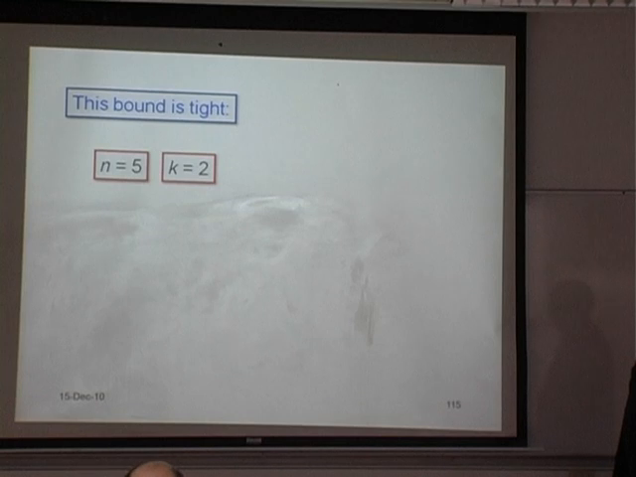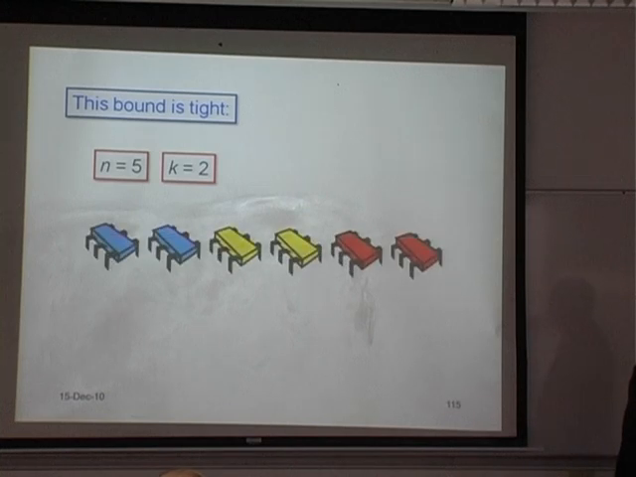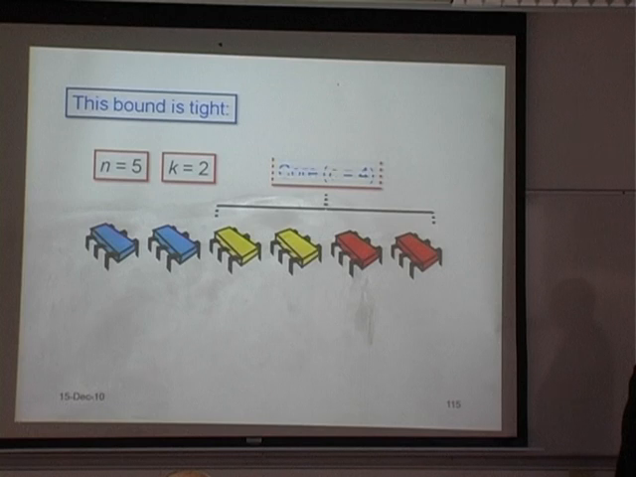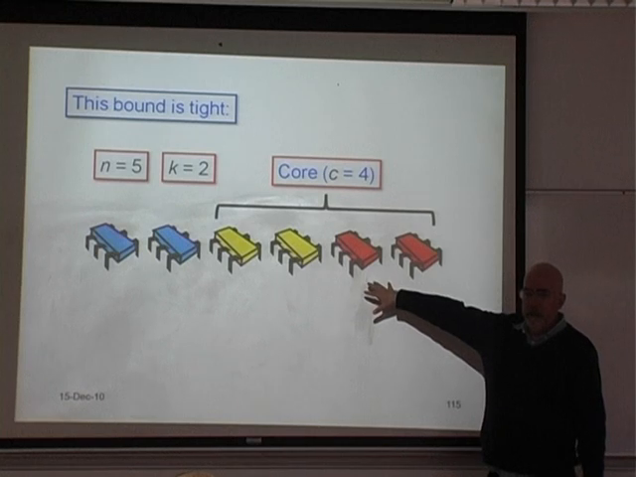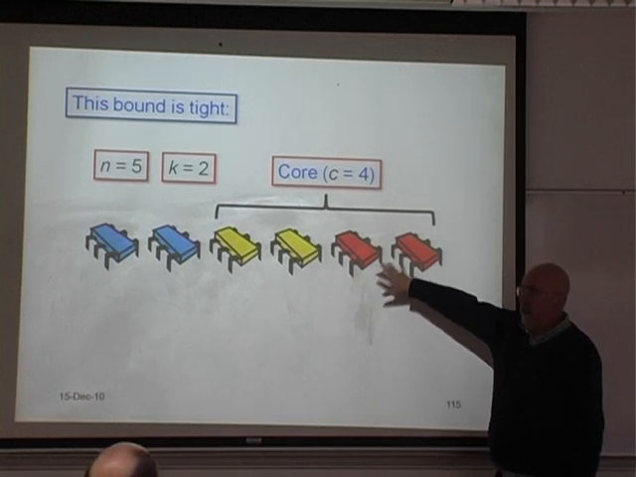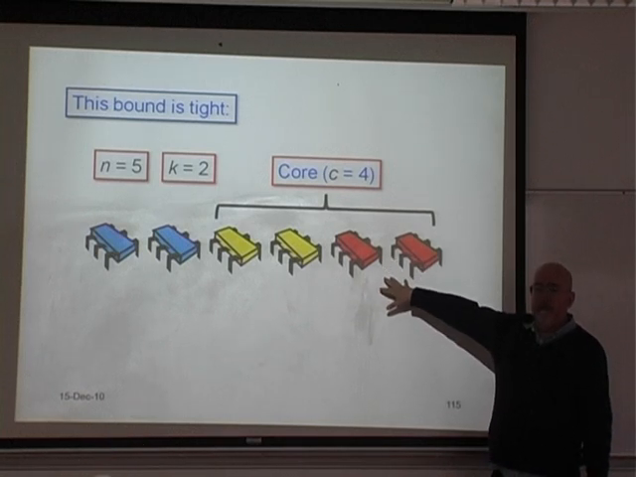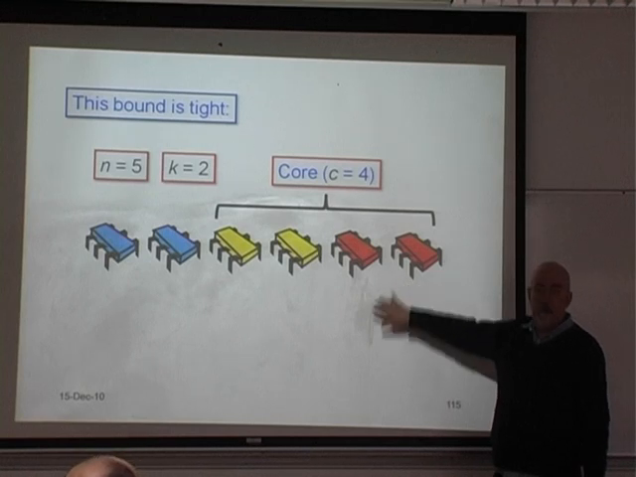So again, this bound is tight, and I'll show you how to do this with an example. Let's say we have 5 processes and k is 2. We line them all up, and then let's say we have a core of 4 processes. These processes have the property that they can't all fail. That's a quad core.